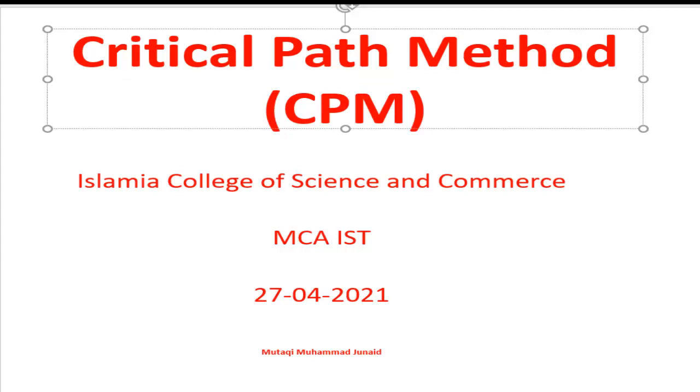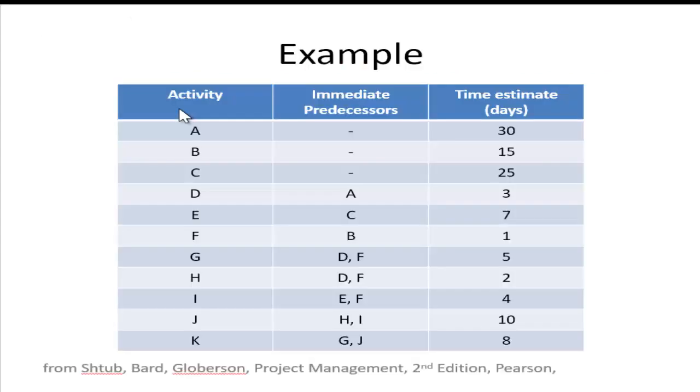So we have seen in the last video the steps required in this. The first thing will be to have the activities, their immediate predecessors and their time estimates. This is our example now here, which is taken from the Gido project management. Now in this table we have the activity, its predecessors, and the time estimates, and what we need to draw is a network diagram.